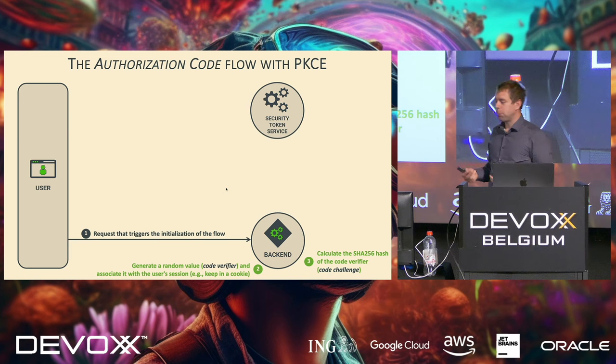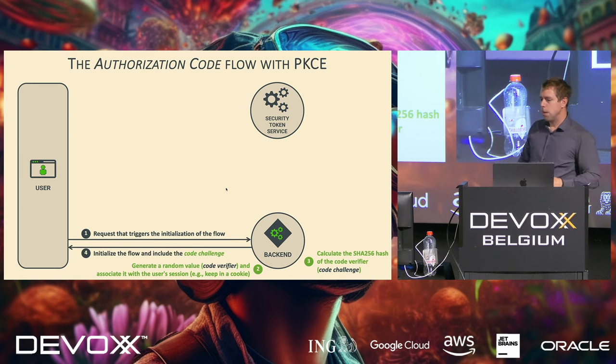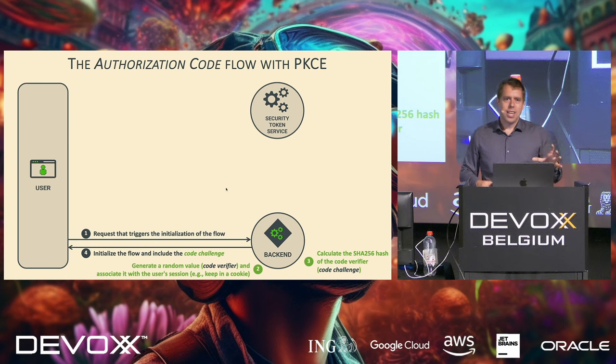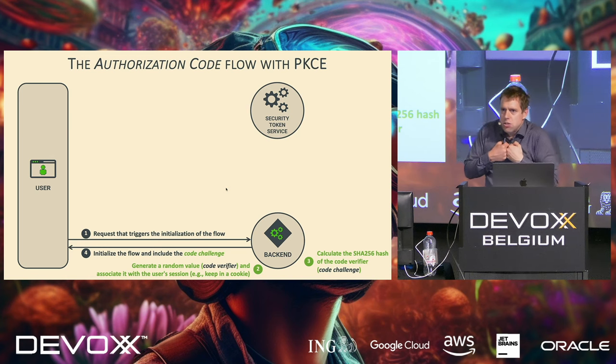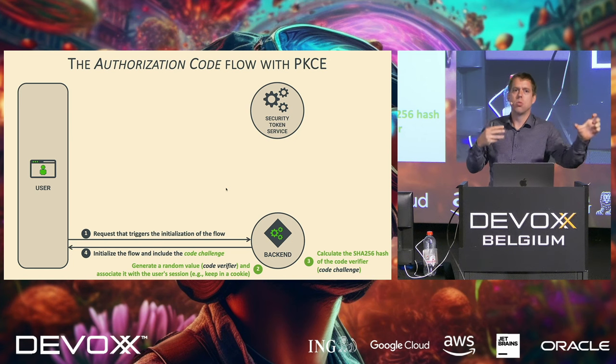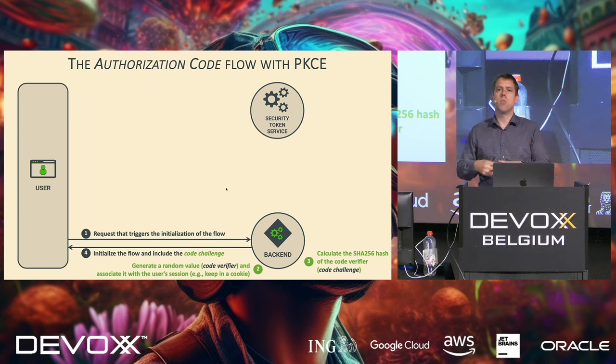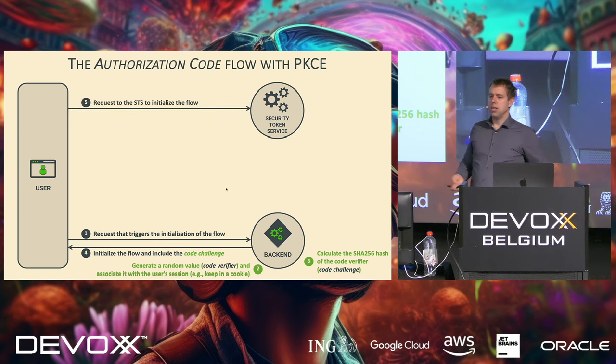It's impossible. So what we're going to do with that code challenge in step 3 is we're going to include that in a flow. We're going to start the flow in step 4, which used to be step 2. And we're going to tell the STS, we are running a flow here, and we have a little secret that we're not going to tell you just yet, but here's some proof that we had it because we used it to calculate a value that we can only calculate if we have that value. And that's how we initialize the flow.